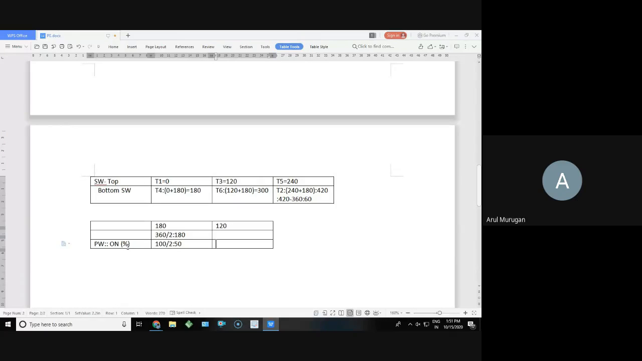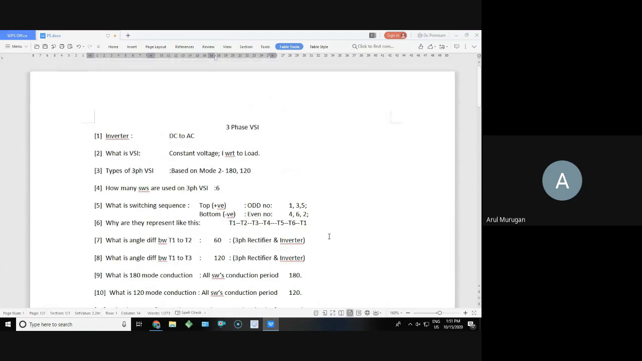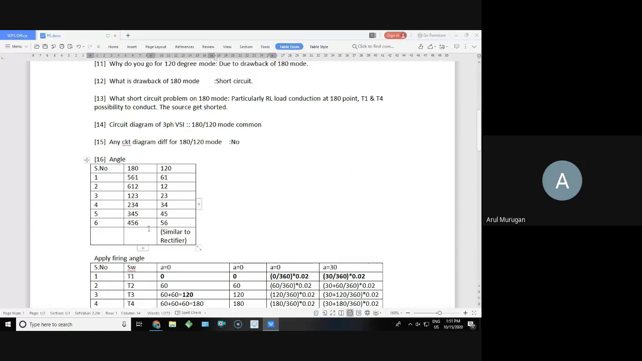Then coming to here, 360 divided by 3 is 120. Then 100 divided by 3 is 33.33 percent. If you go for 50 percent, that is the 180 degree mode. 33.33 percent is the 120 degree mode. So that's all about the major concept behind the 180 degree mode and 120 degree mode of the three-phase voltage source inverter.